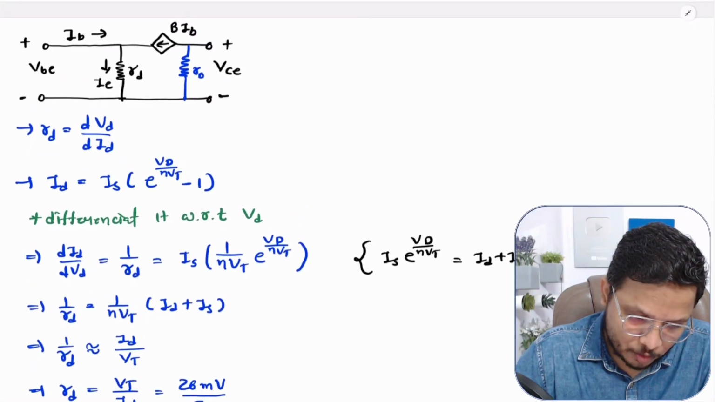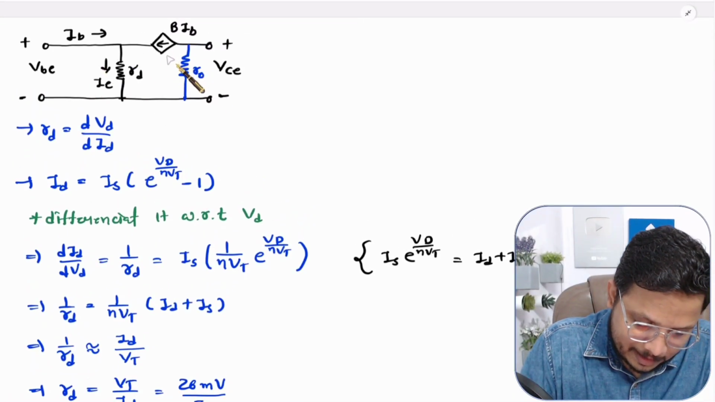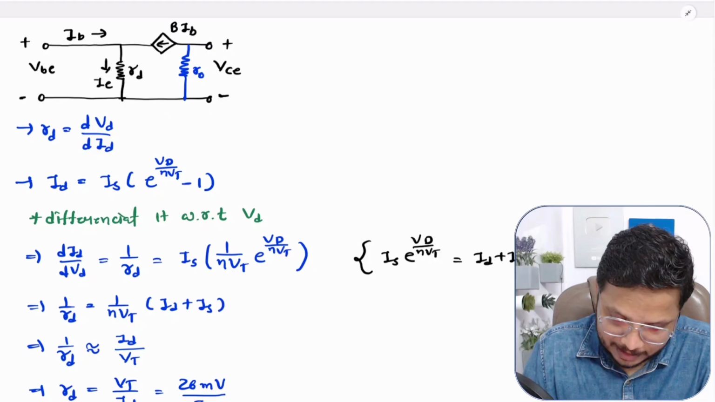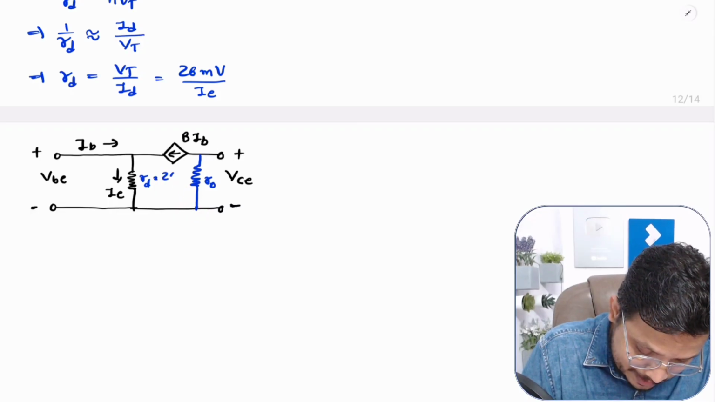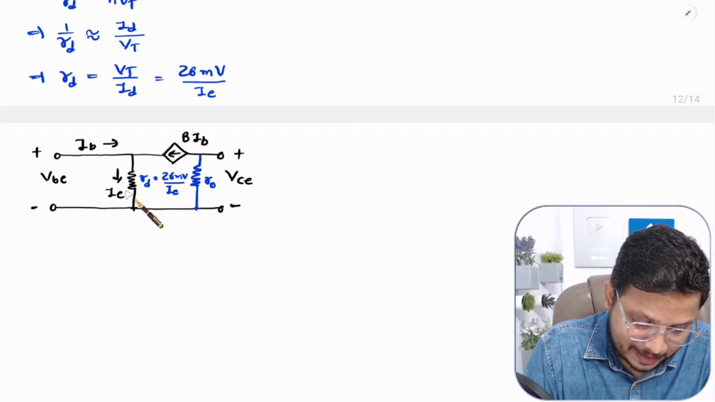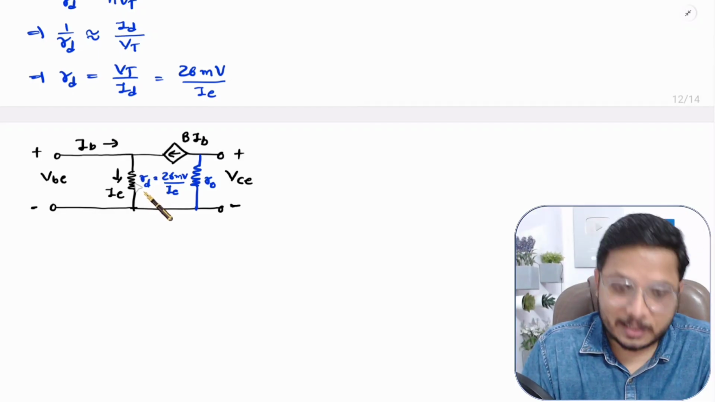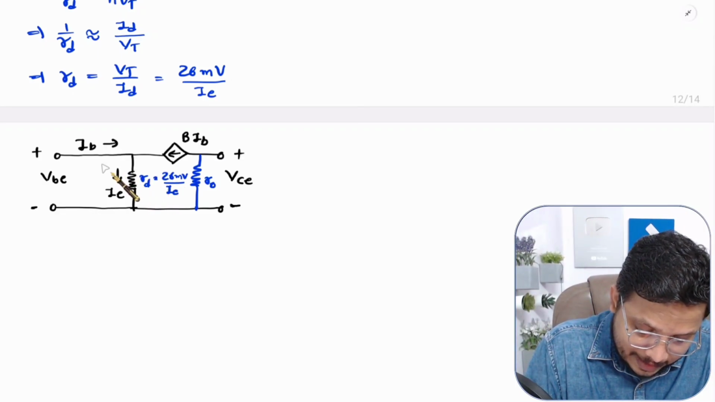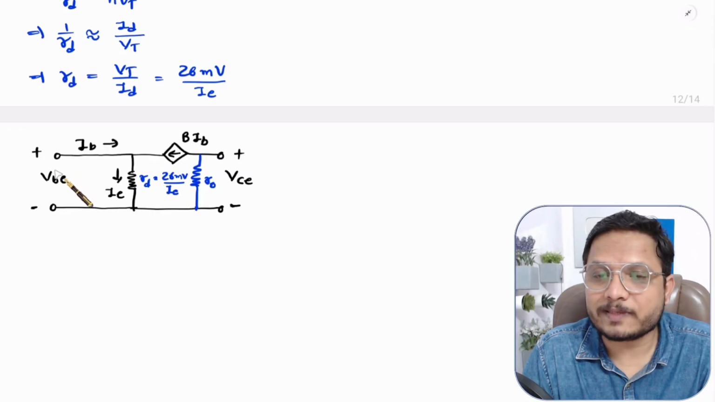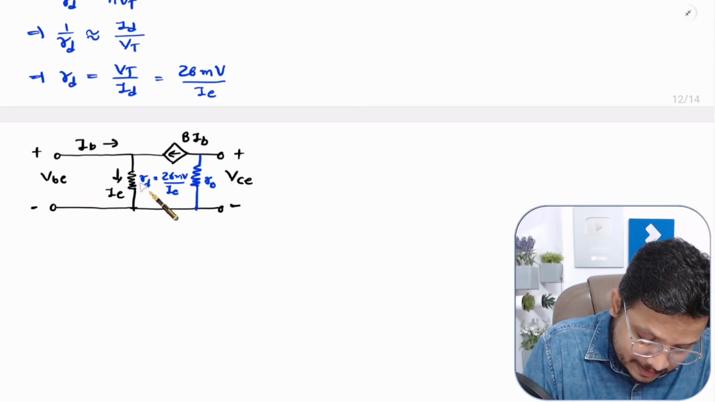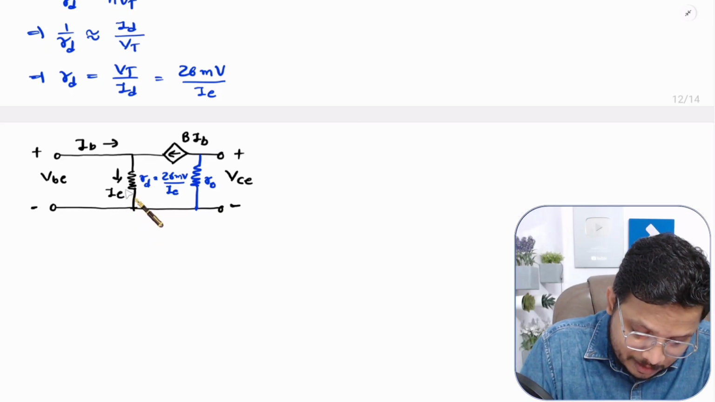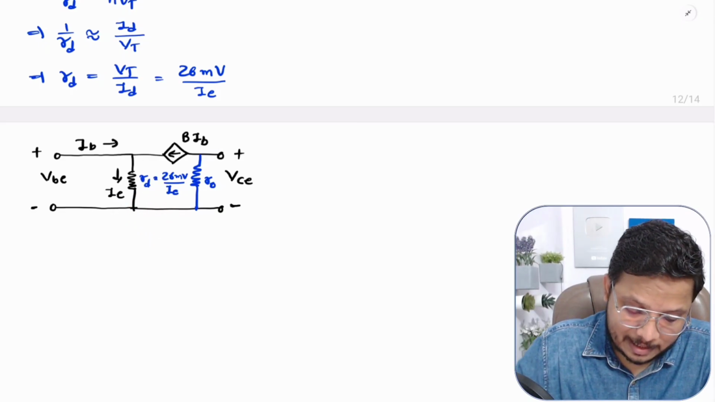So now I'm going to take this circuit and replace this Rd by this value. So now you can observe this Rd is 26 millivolts divided by IE, and IE is the current passing through Rd. See, this circuit is still big. I need to simplify this circuit. So all I can do is simplify this based on how much potential there is across Rd. Let me explain how.